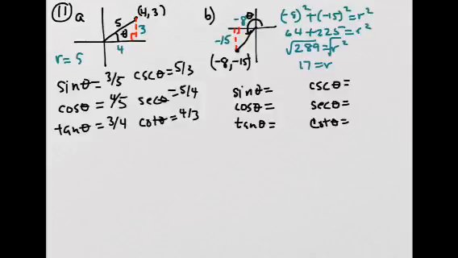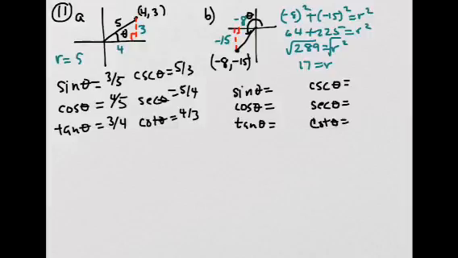Alright, so for part B, same thing. You'd have to find r. Pythagorean theorem right here. I mean, this is another Pythagorean triple, but it's not as common or as often used. The 8, 15, 17. 3, 4, 5 is more common. So you use Pythagorean theorem and take the square root of 289 and get 17.